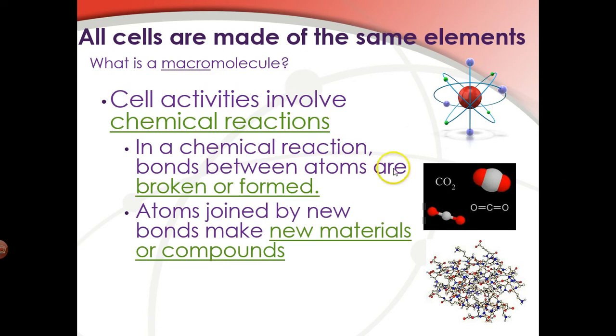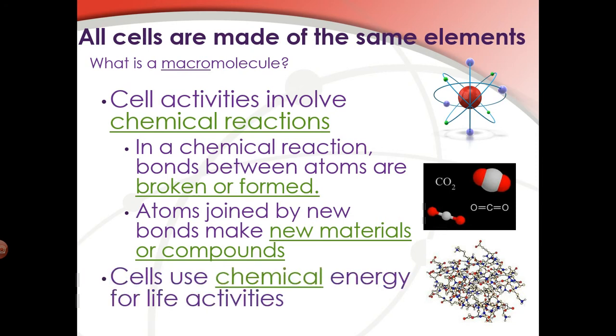So you can imagine if we looked at this carbon dioxide molecule and you broke apart the atoms and then you formed them into something else, it would make a new material. Or if you took this protein molecule and broke apart all the atoms that make that, then it would form something new. Cells use chemical energy to break apart and form these bonds, and that's what gives us the basis for life activities like growth and reproduction, repair, things like that.